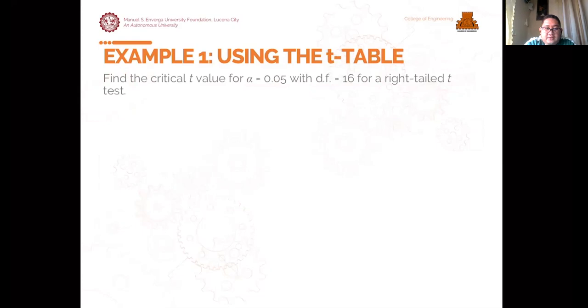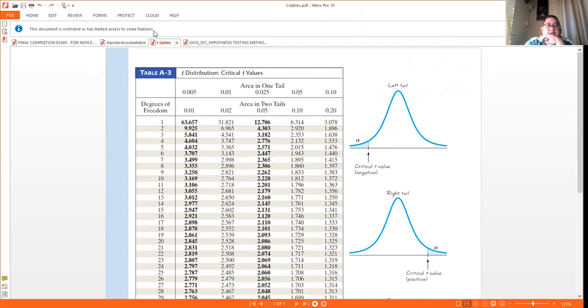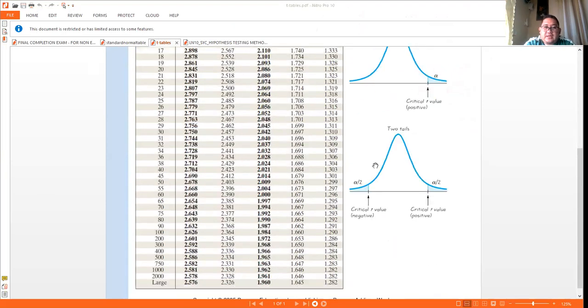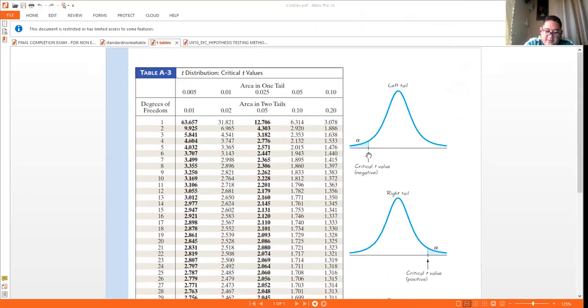For a while, you can open your own copy. Okay? So, this is it. So, our t-table. What we need to find is when alpha is 0.05.